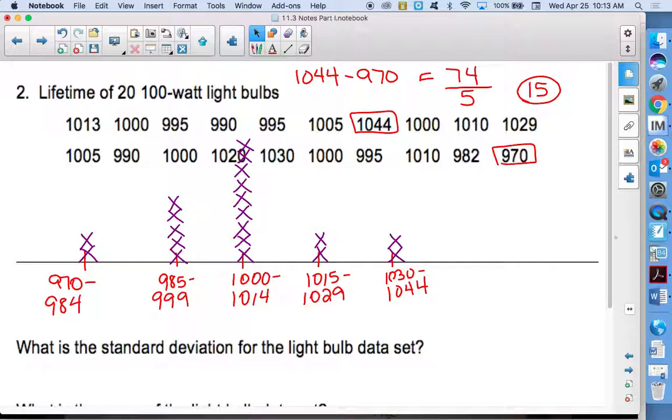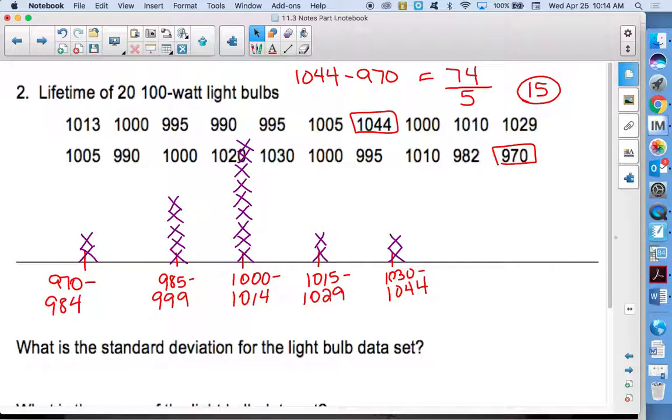I tried to be as careful as possible. Anybody get a graph to match? Yes. So looking at the graph, does it look fairly symmetrical? Does it look like it would be a normal distribution? I would say it's pretty darn close.